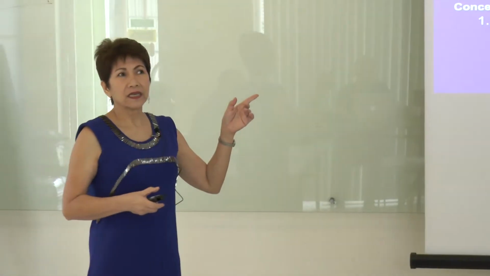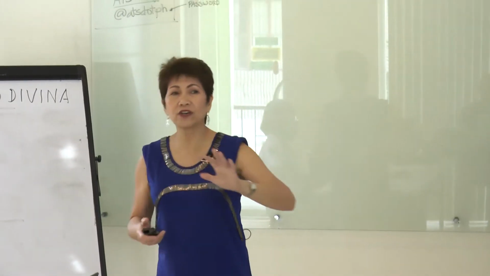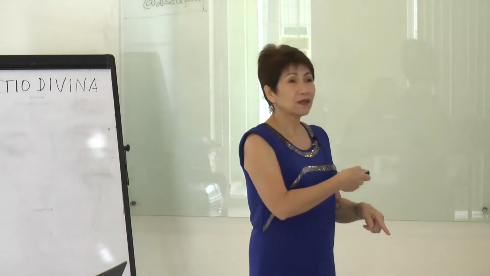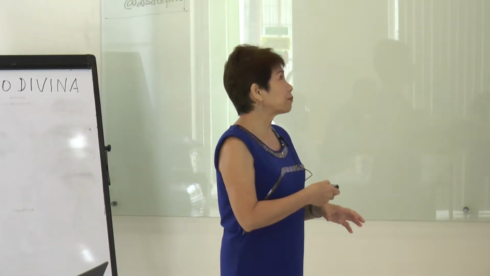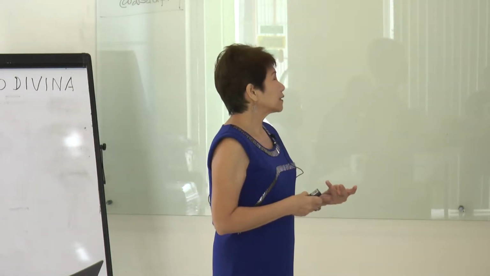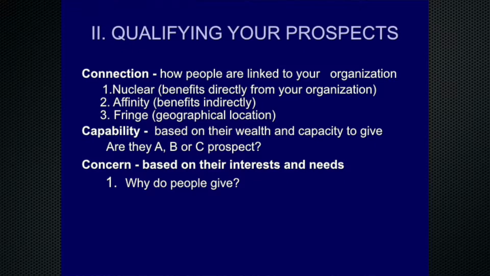People are involved in your organization through connection. And you've seen that the connection can be from the nuclear, those who are at the center of the circle. These are people who have direct benefit from your organization, such as the staff, recipients of your programs. The next level would be people who have indirect benefit. And these are what you call connection by affinity. Like we said, friends, relatives.